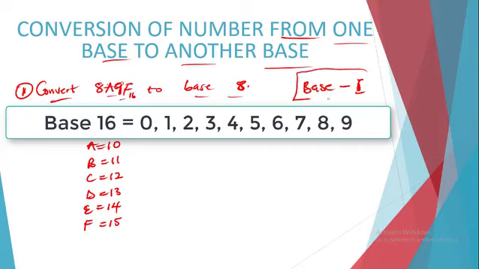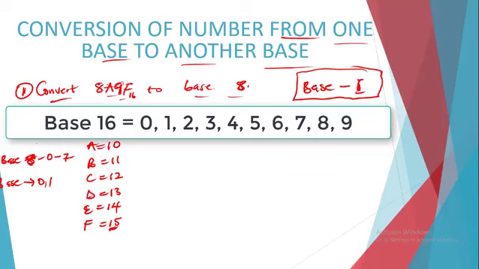Okay, to know the total digits in a base, you write out the base and then subtract 1 from it. So for base 16, we count from 0 to 15. 16 is not included. For base 8, you count from 0 to 7. For base 2, you count 0 and 1 alone.